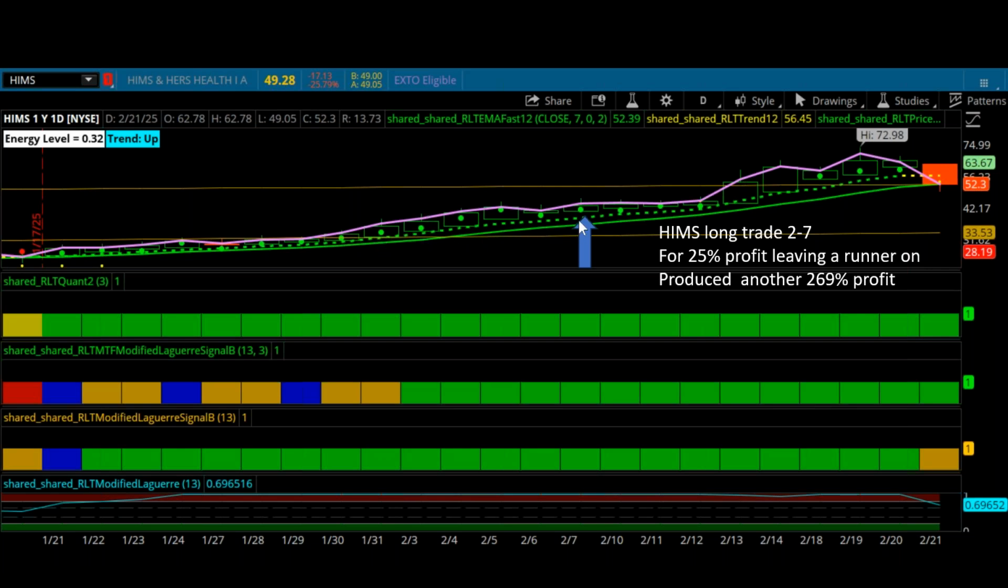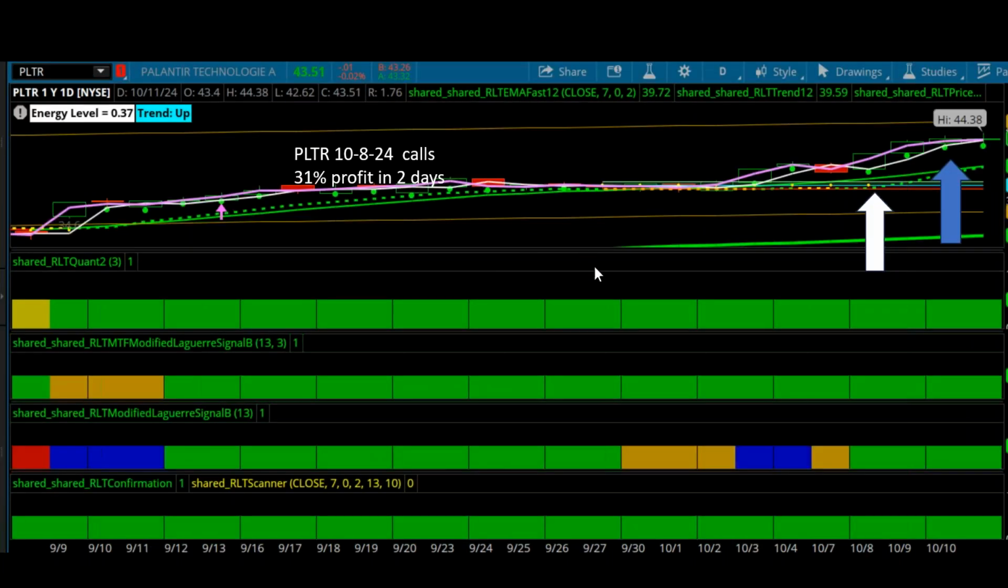So we get in here. I don't know why I didn't get in back here. I probably didn't notice it. We get in here, and we stayed in. We took some profits, 25%, and then left a runner on, and then we got this big pop, and then the runner got off at 269% profit. Big trade on HIMS.